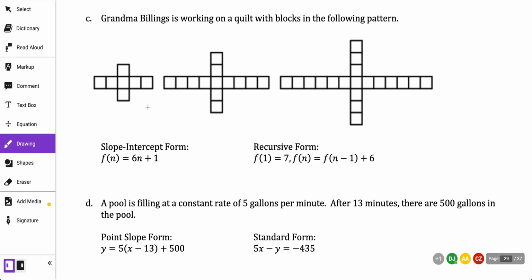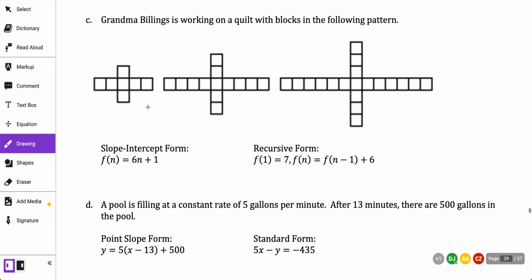So let's go ahead and look at these figures. It says Grandma Billings is working on a quilt with blocks in the following pattern. So here we have 1, 2, 3, 4, 5, 6. Yes, so we have 7, then 13, then 19.